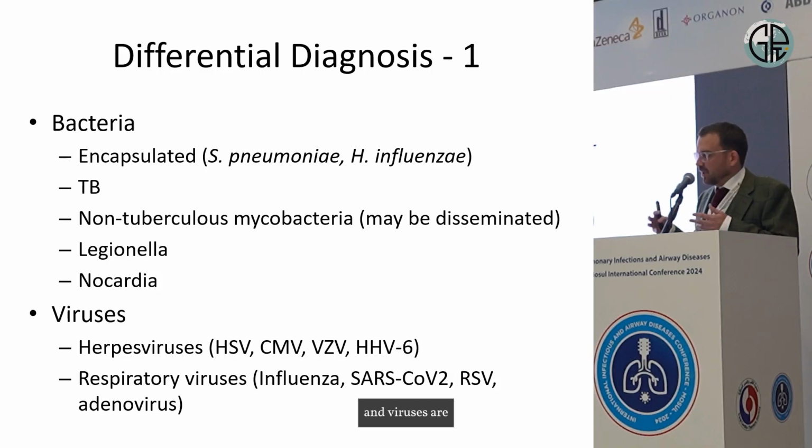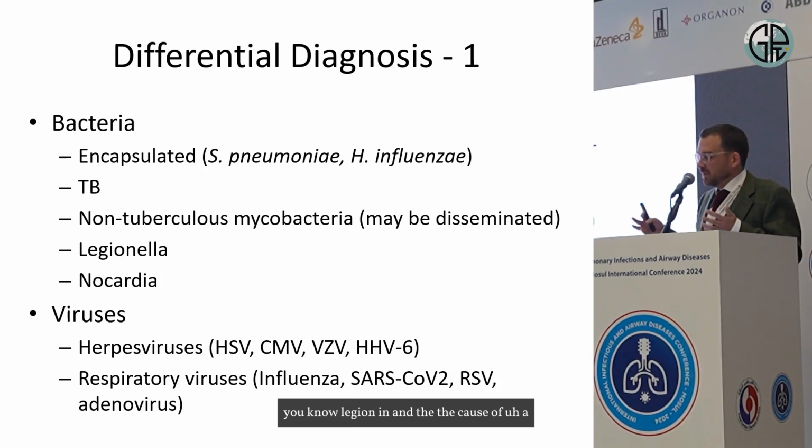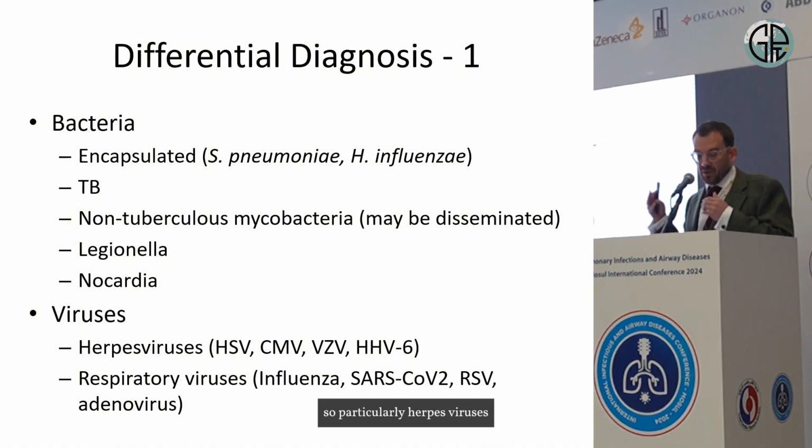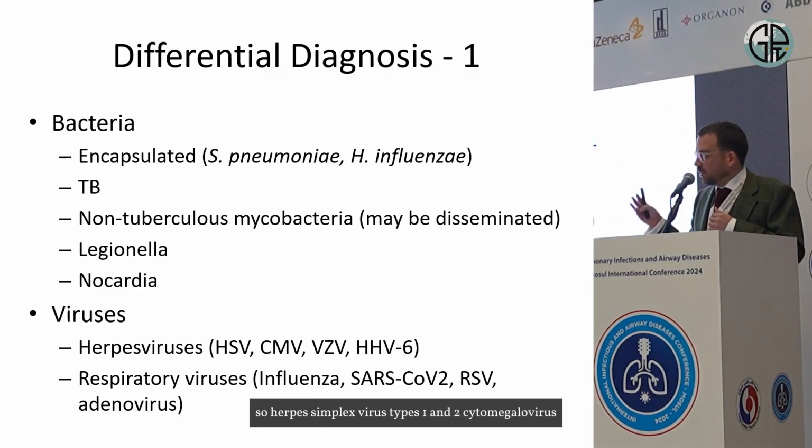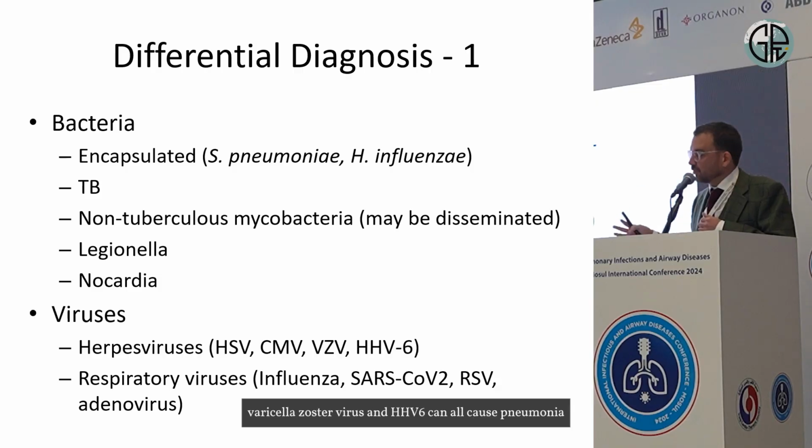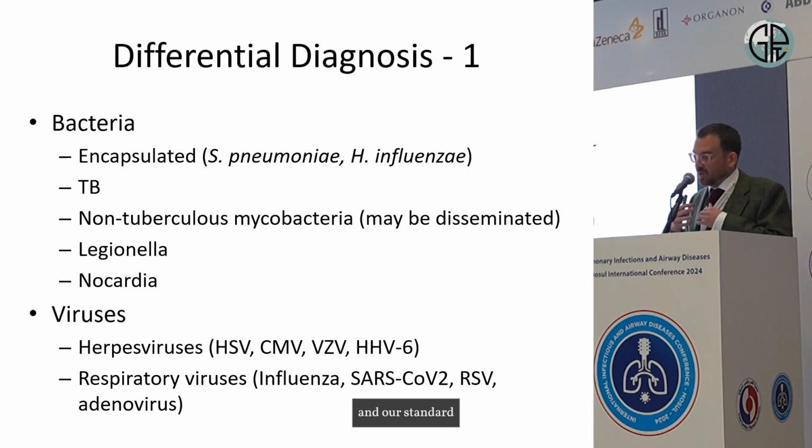And viruses are legion in the cause of pneumonia in the immunocompromised patient. So particularly herpes viruses, so herpes simplex virus types 1 and 2, cytomegalovirus, varicella zoster virus, and HHV6 can all cause pneumonia. And our standard respiratory viruses that we see day in, day out, so influenza, SARS-CoV, RSV, and adenovirus.